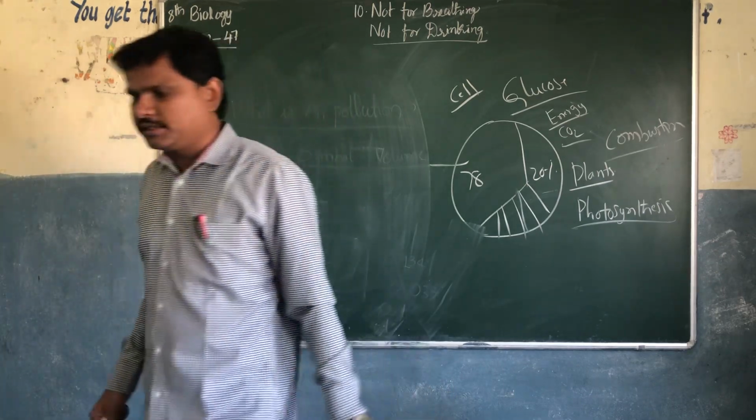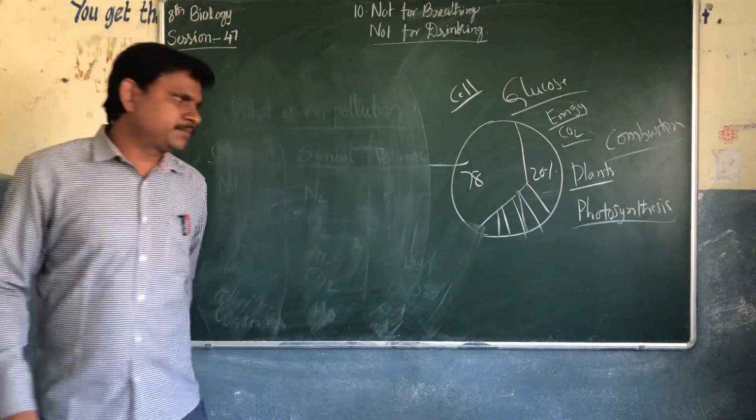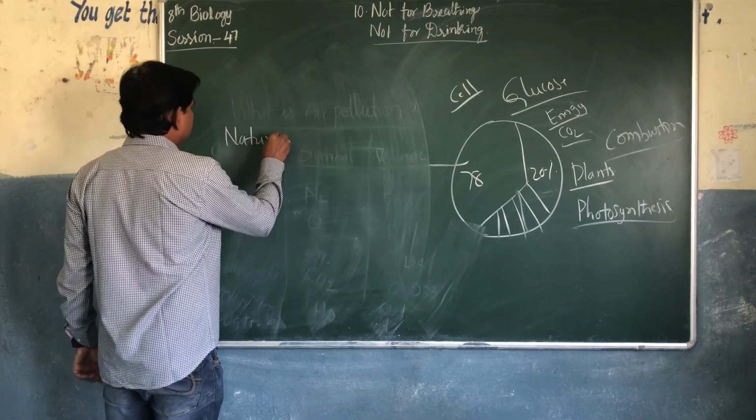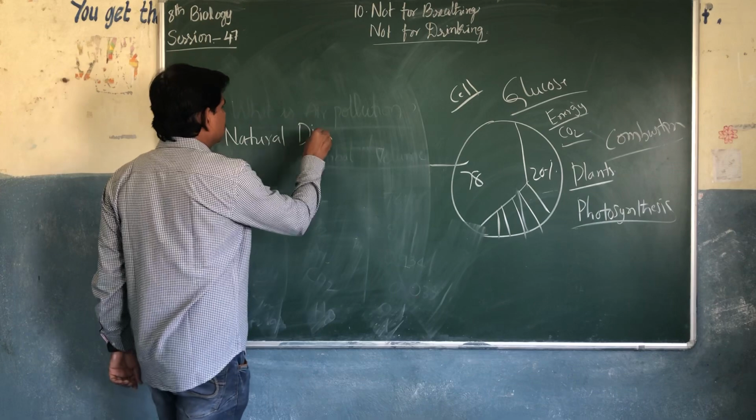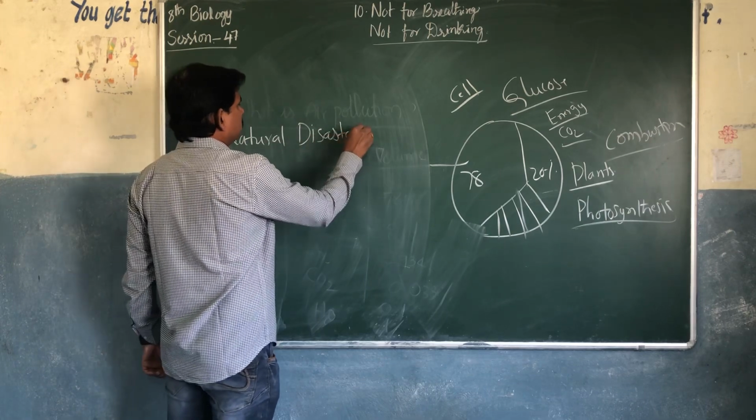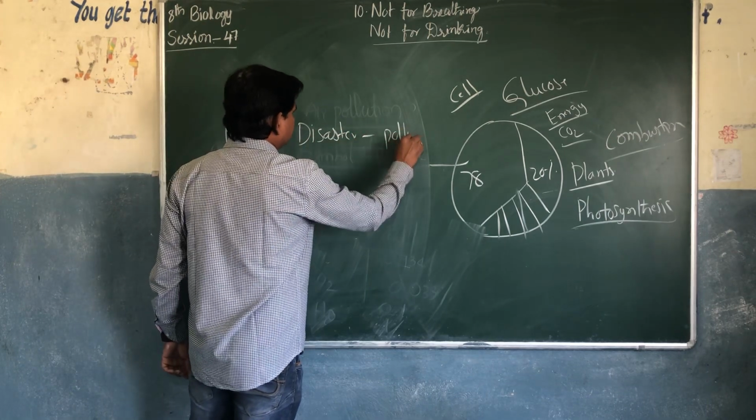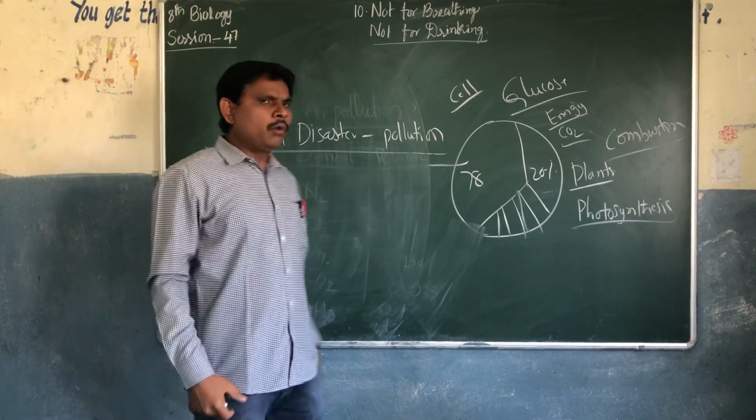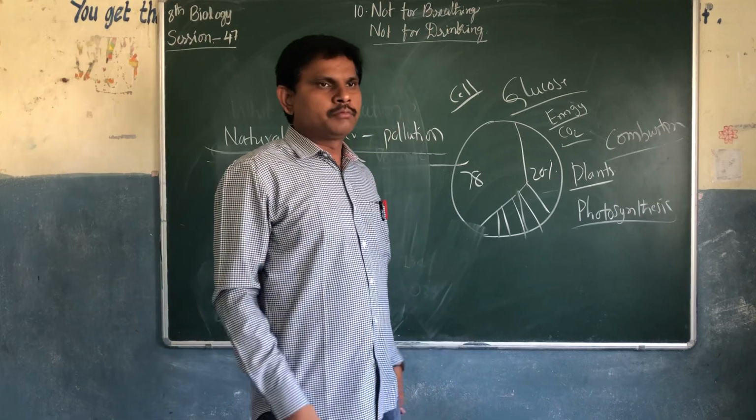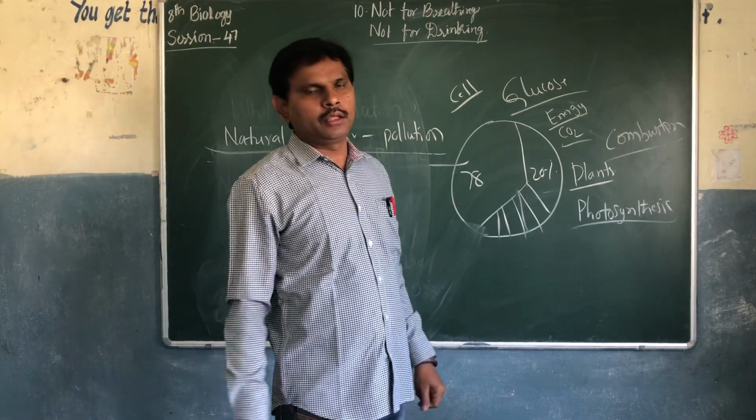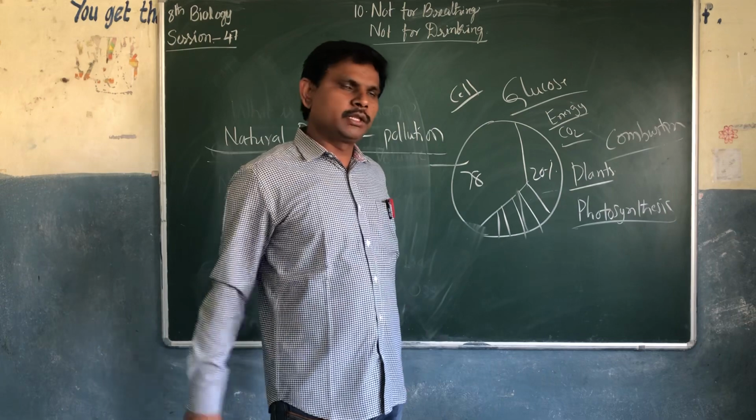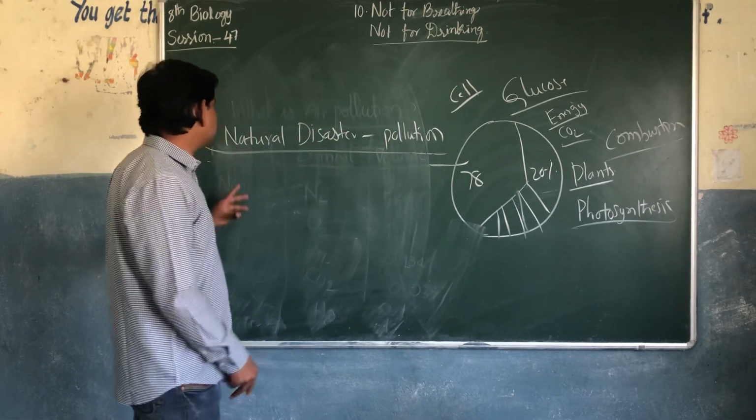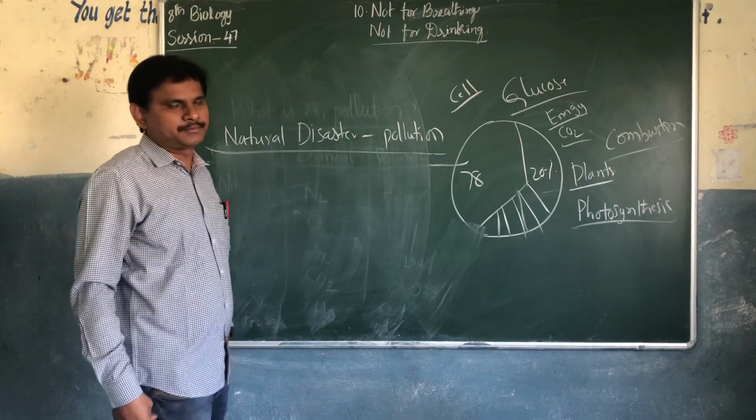Next, natural disasters and pollution. How does pollution take place? Most pollution takes place by human activities, by human intervention only. Some pollution also takes place by natural disasters.